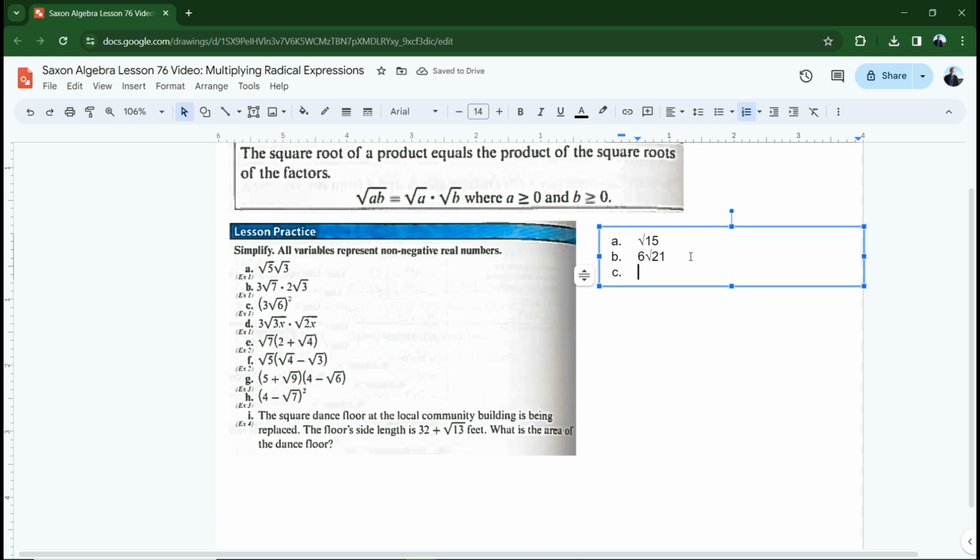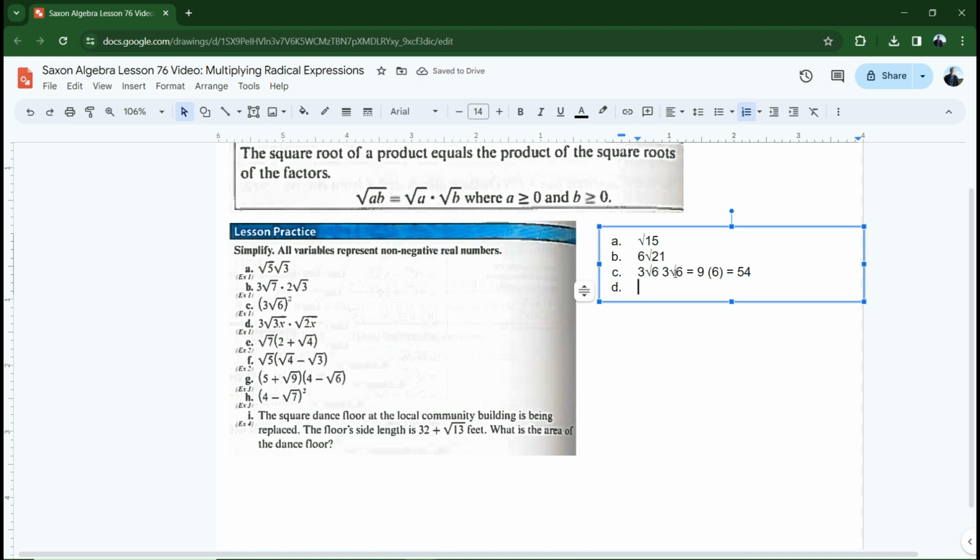Letter C. I'm going to encourage you to look at these as 3 times the square root of 6 times 3 times the square root of 6. Now, if you want to, you could square the 3 and square the square root of 6. And that's a little more straightforward. But this shows exactly what we're doing. 3 times the square root of 6 times 3 times the square root of 6 is 9 times the square root of 6 times the square root of 6, which is just 6. 9 times 6 is 54. And that's our answer for letter C.